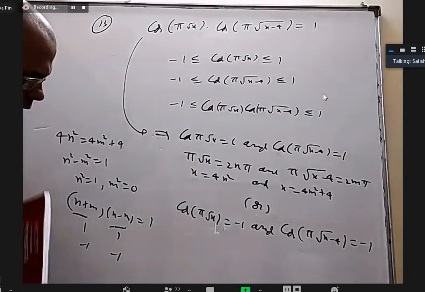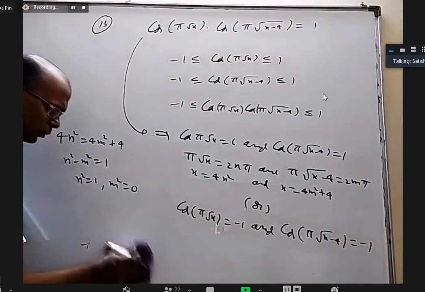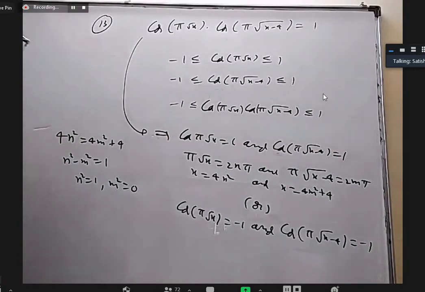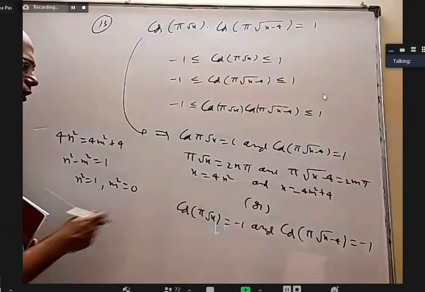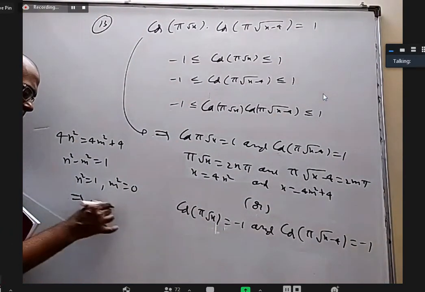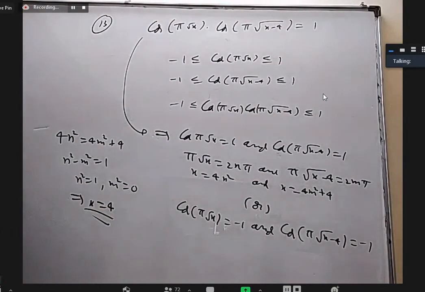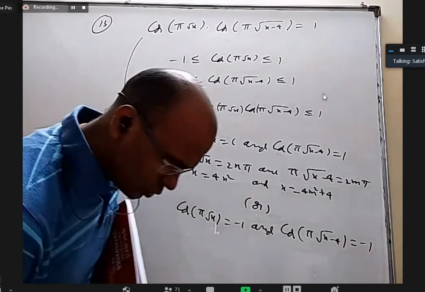So it is not just guessing 4. We are thoroughly proving that there is no other solution other than 4. Because if n square is 1 and m square is 0, when you put that, you will get x equal to 4. One may ask, do we have some solution for the second one? Just 1 minute, we will stop with this one.